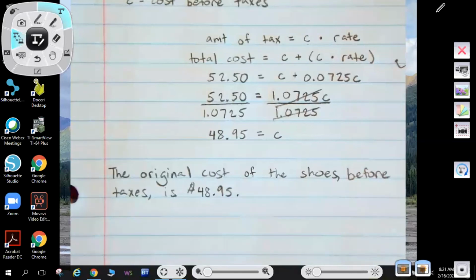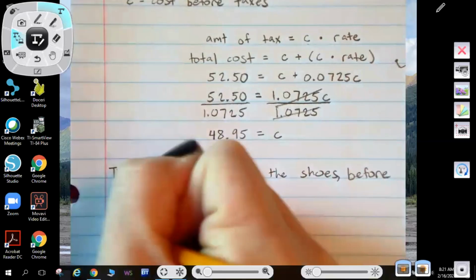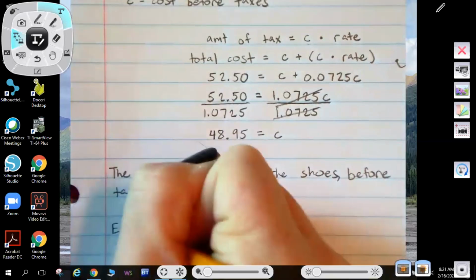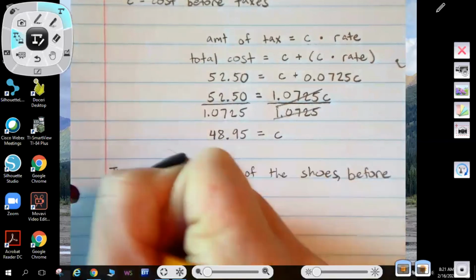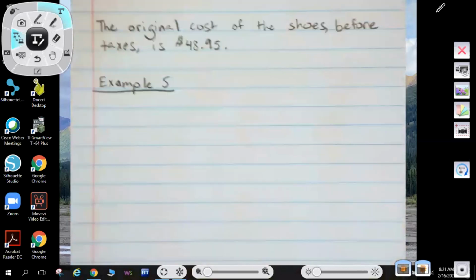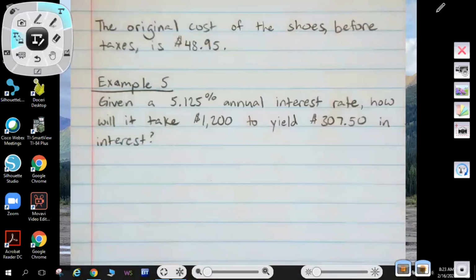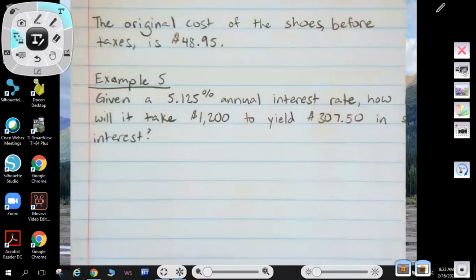Any questions on this example? Okay, let's look at example 5. Okay, take a second, copy this one down.